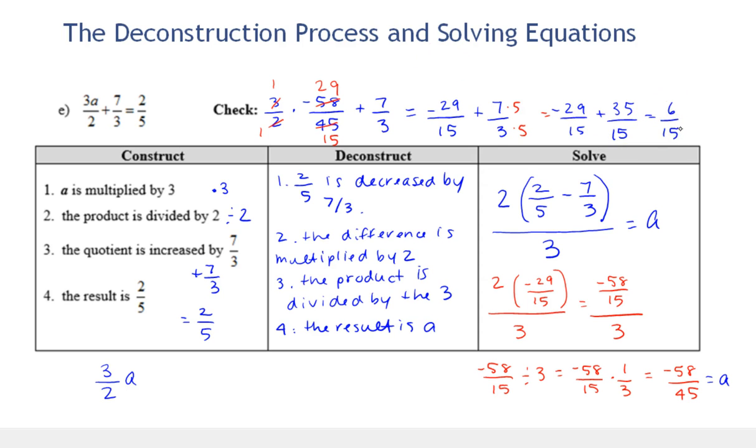And if we simplify this fraction, they each have a common factor of 3. So 6 divided by 3 is 2. 15 divided by 3 is 5. And our result checks.